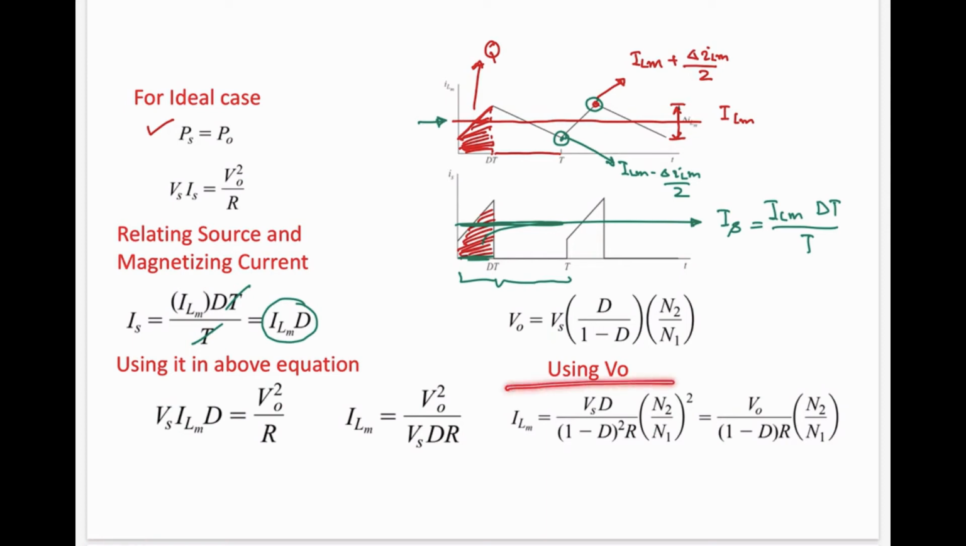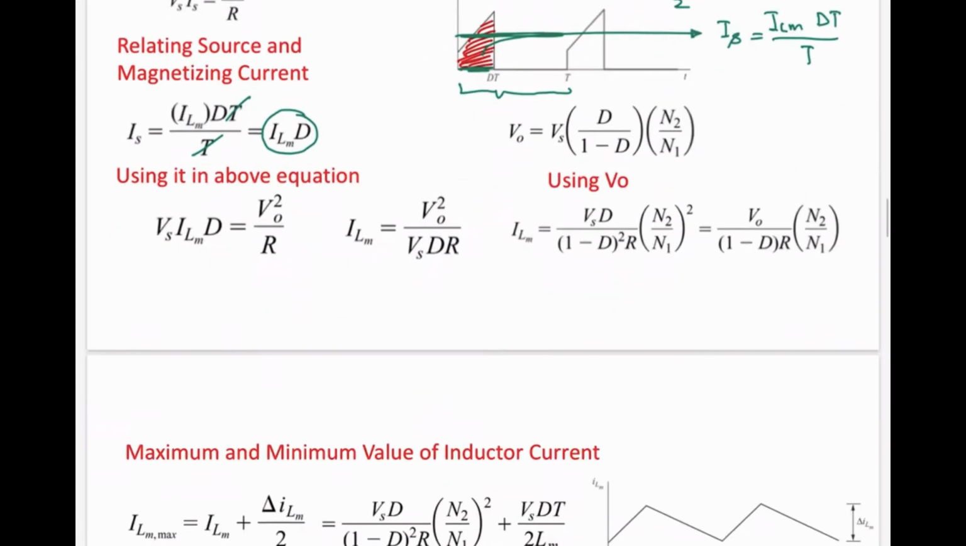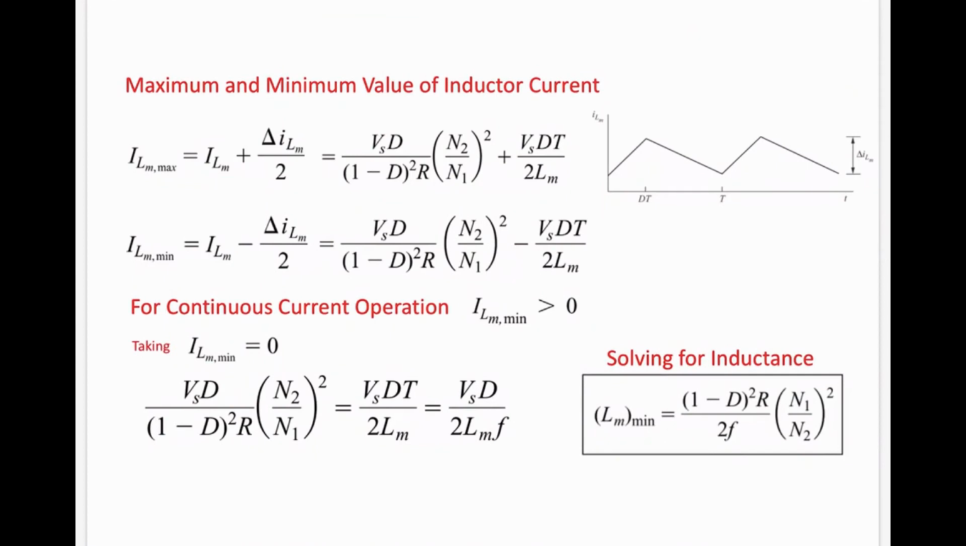So the magnetization current, average magnetization current, will be given by this expression. I have already told you how to find the maximum value of the magnetization current: the average value plus half of the delta I that you can see over here. We have already seen the expression for ILM in the last slide, plus delta ILM by 2. Delta ILM we calculated in the previous slide.